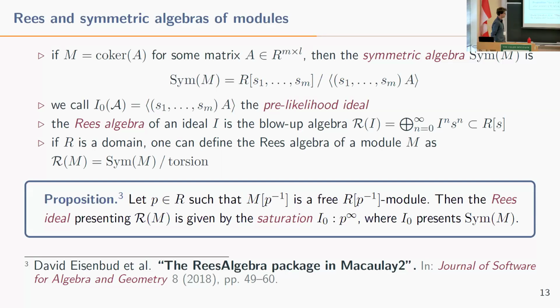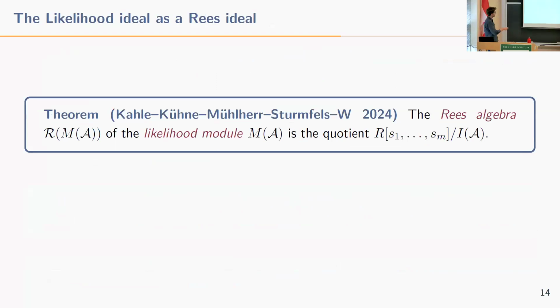And yeah, this proposition then was used in this theorem. So this was a theorem by Thomas Kahle, Lukas Kühne, Leonie Mühlherr, Bernd, and me. And it says that the Rees algebra of the likelihood module is the quotient of this coordinate ring by the likelihood ideal. Or in other words, the likelihood ideal is equal to the Rees ideal of the likelihood module. So this gives a new way of computing this likelihood ideal.